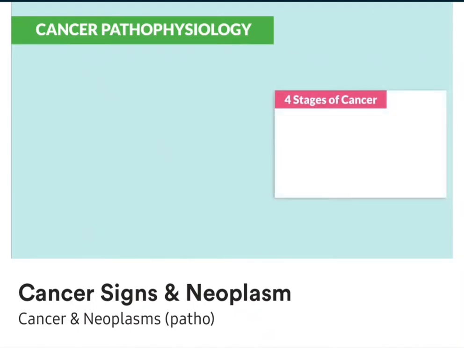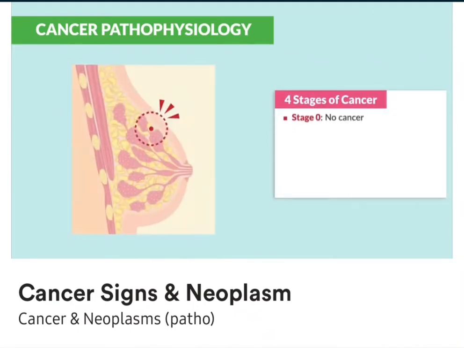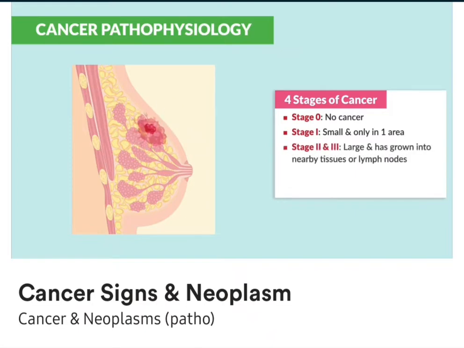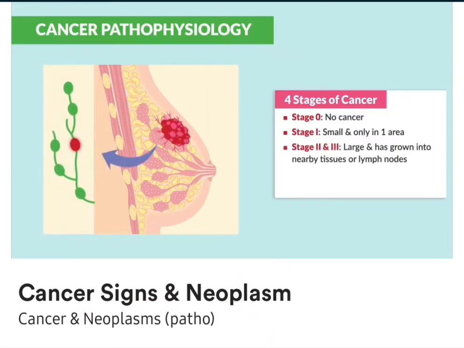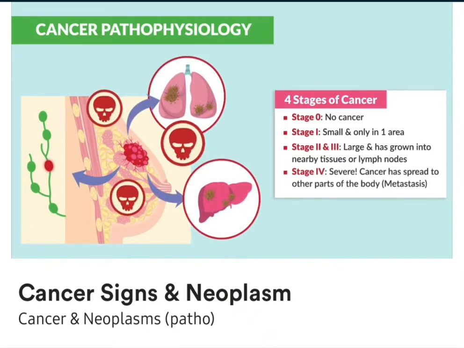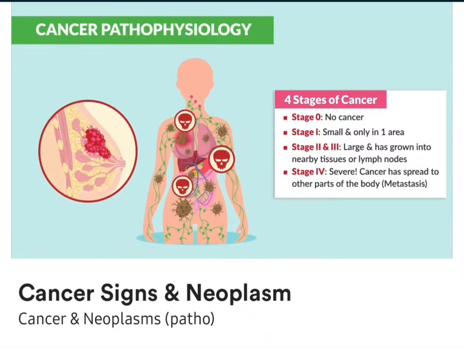Now moving on to the 4 stages of cancer. So starting with stage 0, there's no cancer, only abnormal cells with the potential of becoming cancer. Now stage 1, we have a small or only one area of cancer involvement. And stage 3 is a little bit worse. There's large cancer involvement, and this cancer has grown into nearby tissues or lymph nodes, the highways of the body, which leads to stage 4, very severe. So this means the cancer is spread to other parts of the body, known as metastasis. Now stage 4 is often untreatable as it's spread throughout the body.